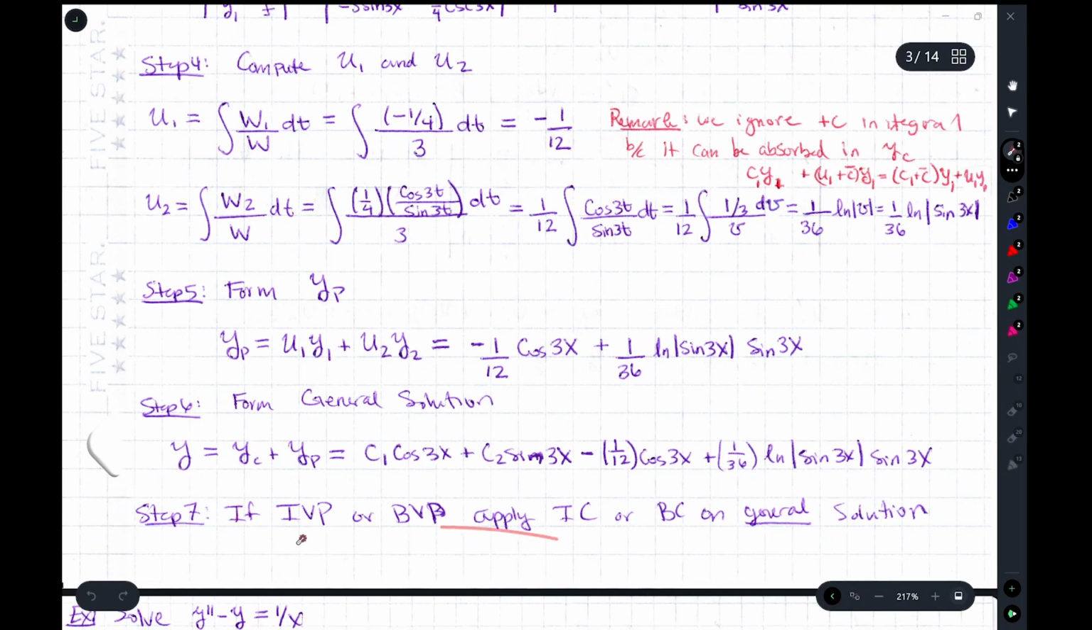If we had an initial value problem or boundary value problem, we would then take this general solution and apply the initial conditions or boundary conditions on the general solution, not just on the complementary function, to fix the constants.